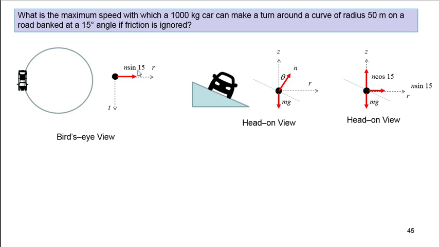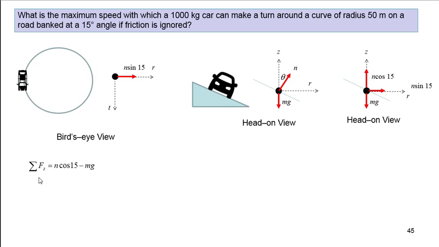It's n sine of 15. The full normal force from this perspective is kind of going to the right and coming out of the page. The part coming out of the page is the n cosine 15, but I'm not showing that in this perspective. But this doesn't really help me. I figured everything out really by looking at it from these two perspectives.